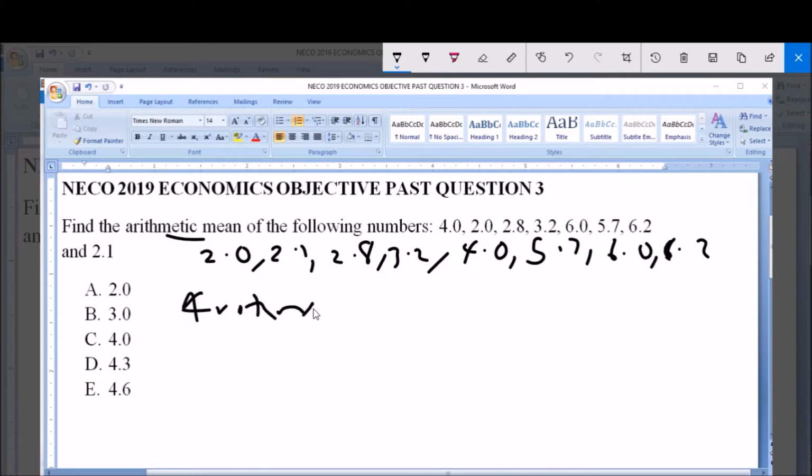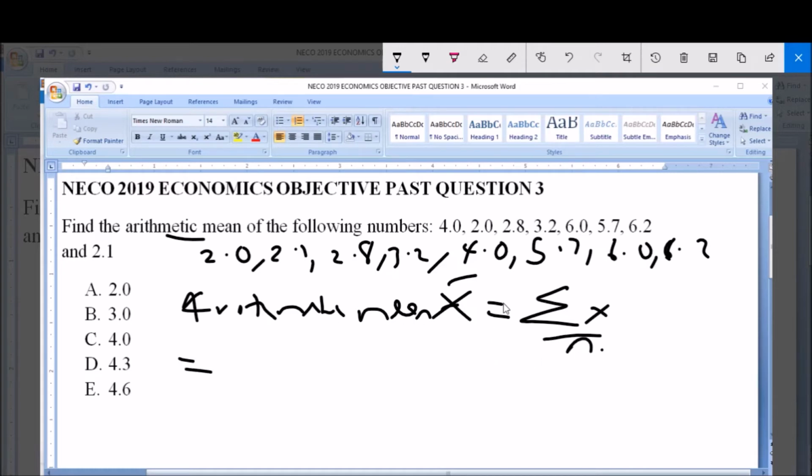arithmetic mean, which is usually denoted by x bar, is equal to summation of x over n. So summation of x means summing all these numbers together, adding all the numbers together, and then n is the number of items you have. That is the number of data, the number of items you have.